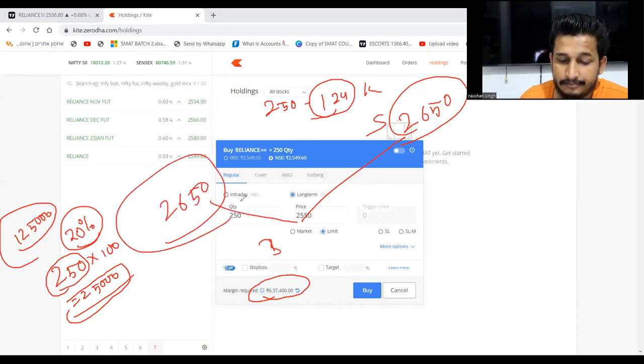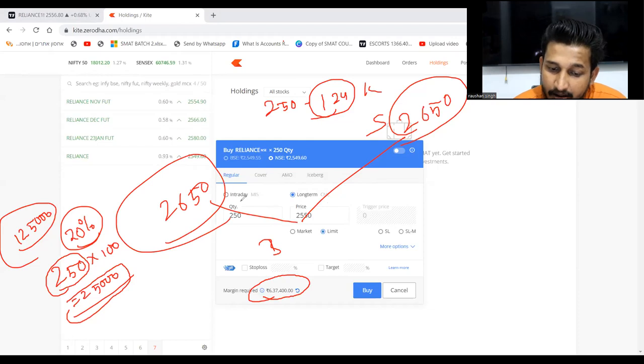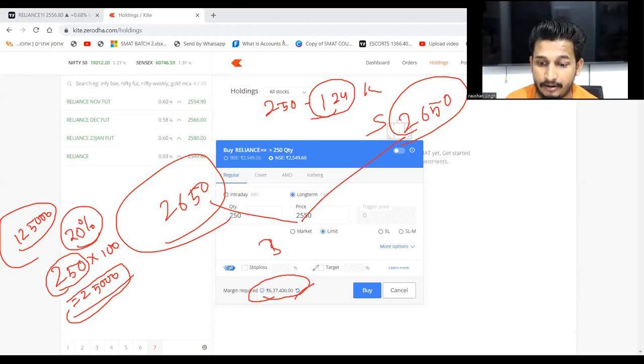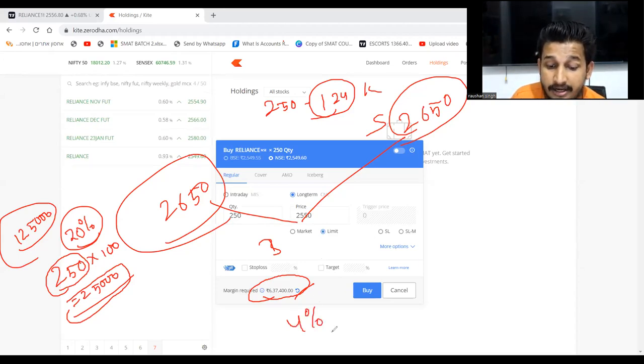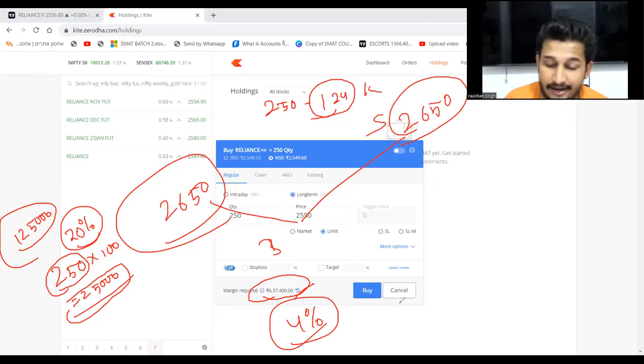And I'm selling at 2,650. How much profit will I make? 250 quantity, buying at 2,550, selling at 2,650. 25,000 rupees, right? But over here, my investment is 6,37,000, almost 5 to 6 times more. And if you calculate the return percentage, it has given me only 4% return.